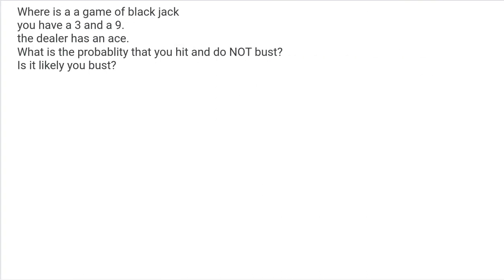Okay, let's say that we're playing a game of blackjack. I have a 3 and a 9, and the dealer has an ace. What's the probability that we do not bust? So we have 12. To not bust would be to get a 9 or lower.